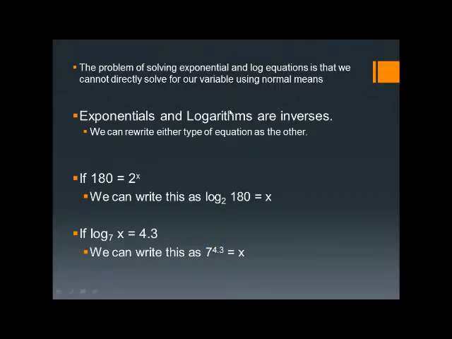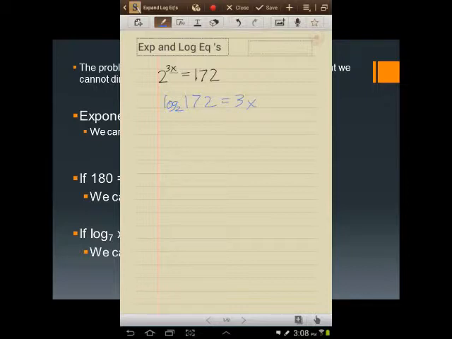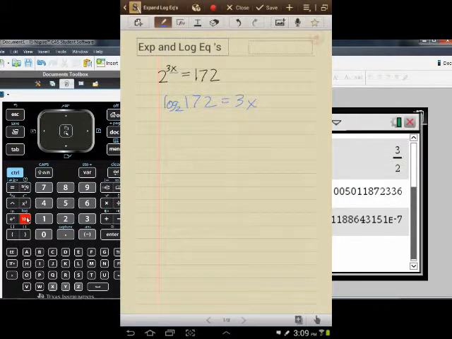Now 2 to the 3x equals 172. The x is up in the exponent, where we can't get to it right now. So we rewrite that as a logarithm: log base 2, because remember, it's the same base, of 172 equals 3x. We just use a calculator. Sorry about stuttering there. Log base 2 of 172.